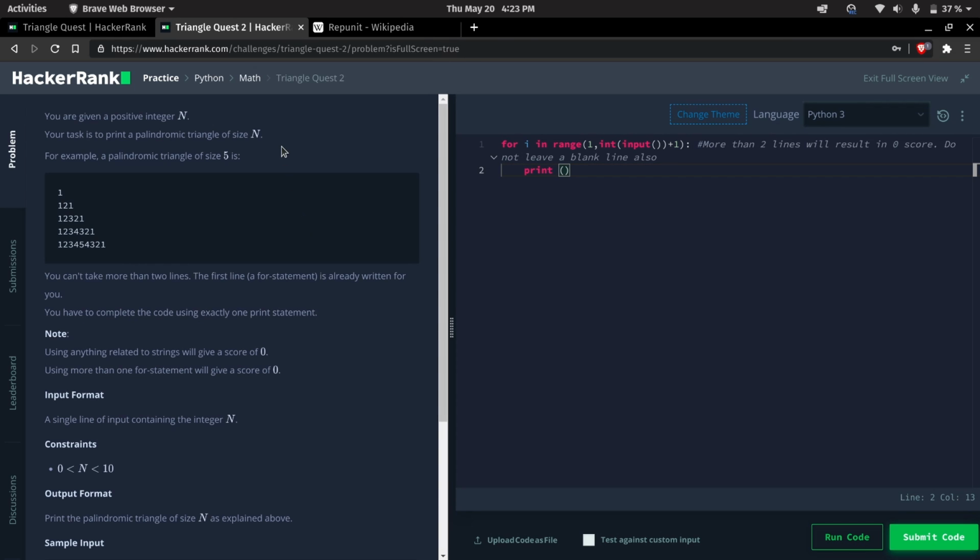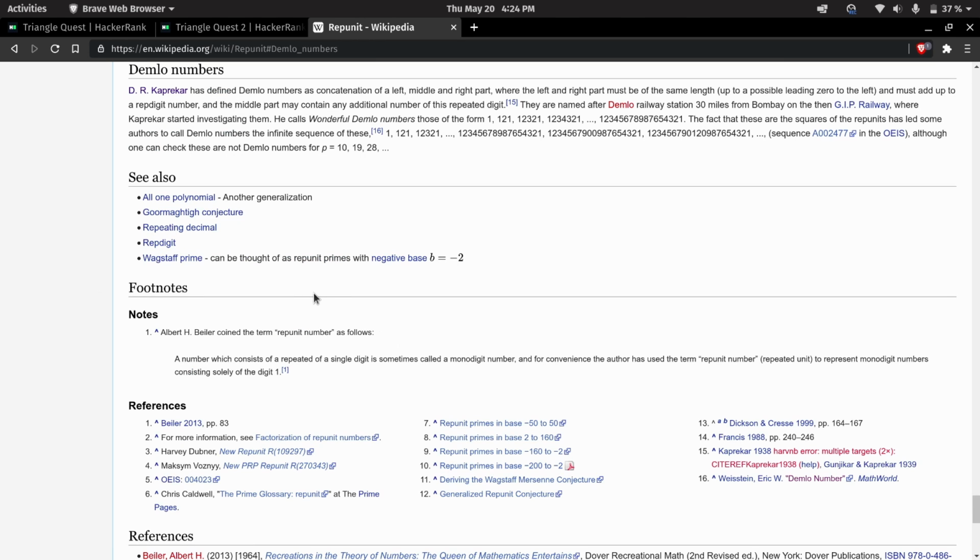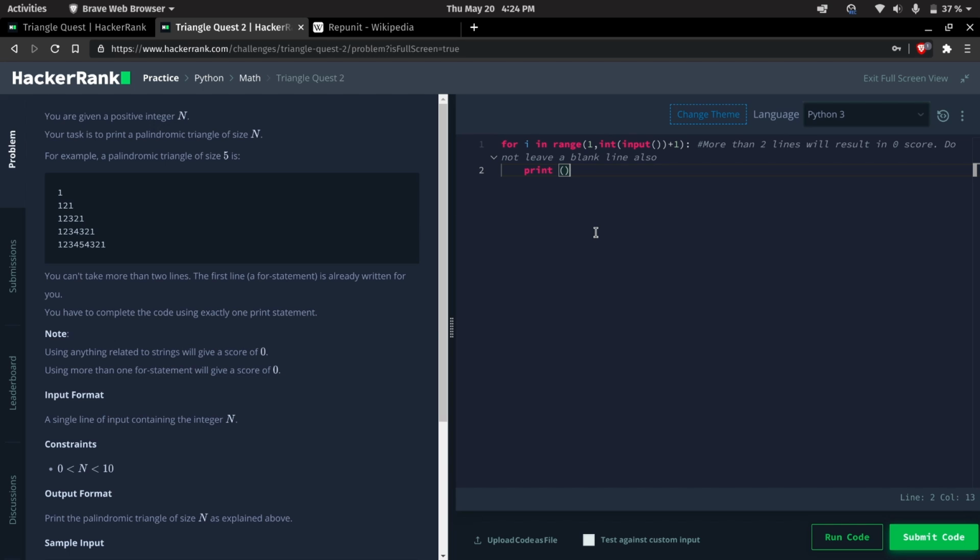So let's get to the second problem. This is similar to Triangle Quest 1, but here it's 1, 1 2 1, 1 2 3 2 1. Now the fun fact about rep units is there are these numbers called Demlo numbers, which are nothing but the squares of rep units. So when you square 11 you get 121 and so on.